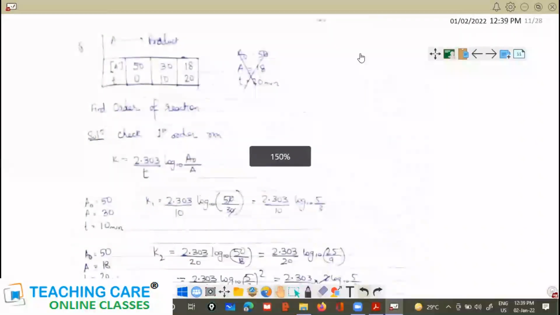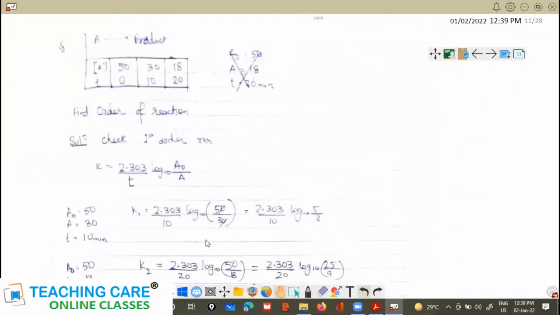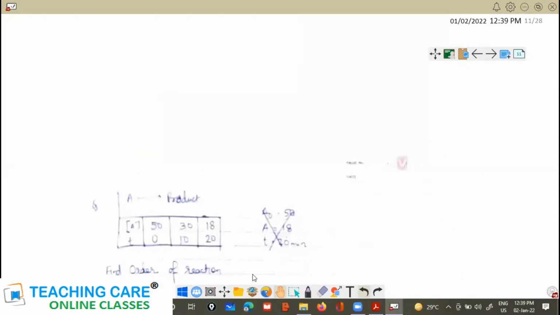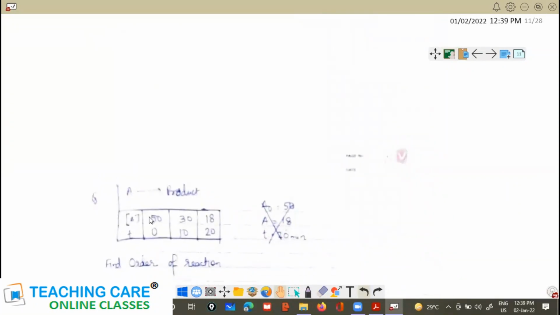Say, for example, here is an example which is given to you, if you can solve it out. Check first order reaction. Concentration of A is 50 at time 0, concentration of A is 30 at time 10, and concentration of A is 18 at time 20. So you have to find the order of the reaction. Find the value of k.